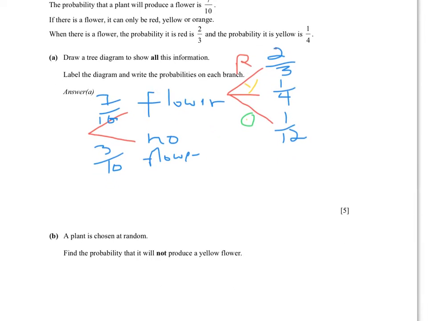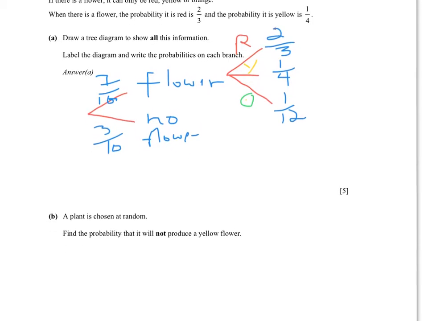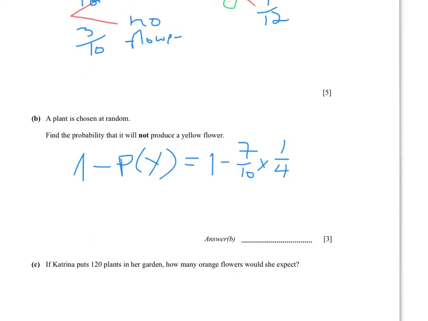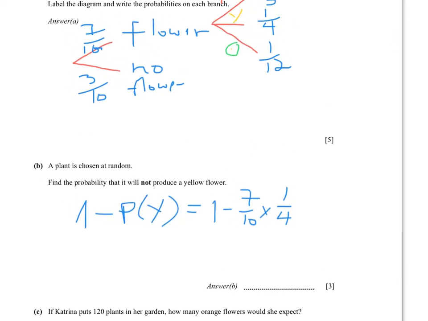Okay, a plant is chosen at random. Find out the probability that it will not produce a yellow flower. So it's the not situation again. Subtract the probability of a yellow flower. Yellow means that it flowered and it was yellow. So that's 1 minus 7 over 10 times 1 over 4. Okay, and that's 7 over 40. So the probability that it does not produce a yellow flower is 33 out of 40. Again, you can say 0.825 if you wish.